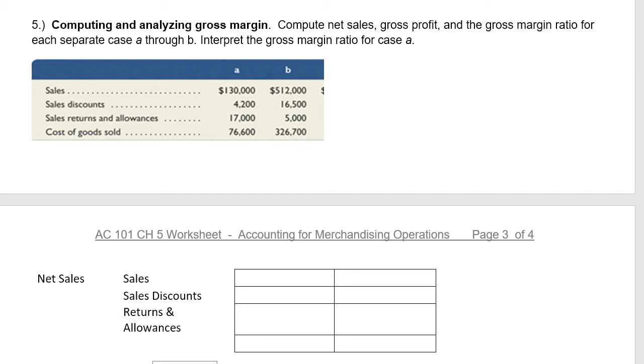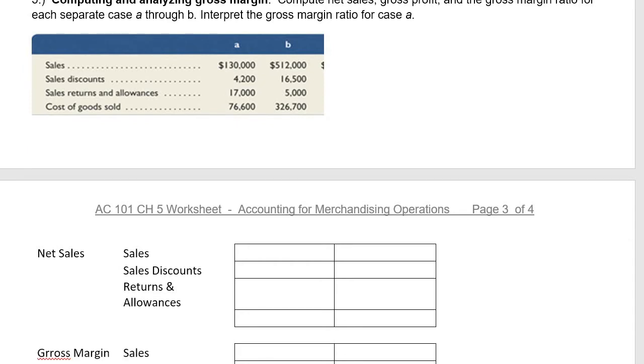In this recording, we're going to wrap up the last two on the Chapter 5 worksheet. Let's look at number 5. Computing and analyzing gross margin. We're going to compute net sales, gross profit, and the gross margin ratio for each of these, A and B. Let's take a look. You've got sales, discounts, sales charges, allowances, and cost of goods sold. So let's do it. First, we're going to figure out what our net sales are.